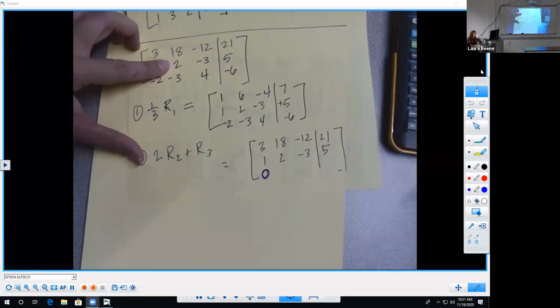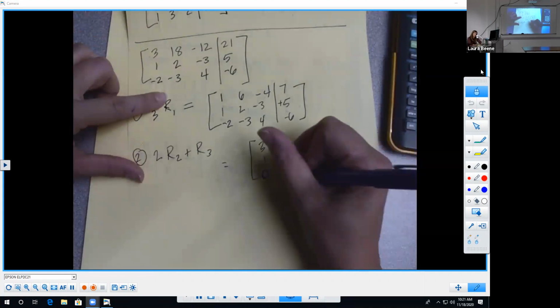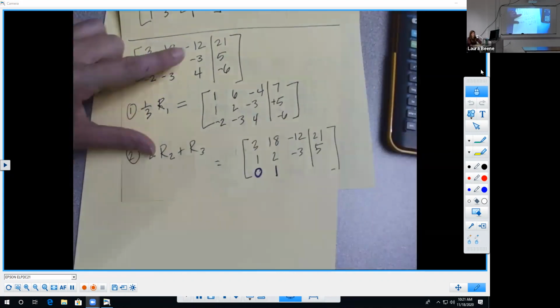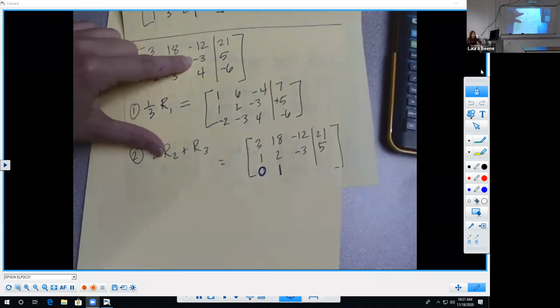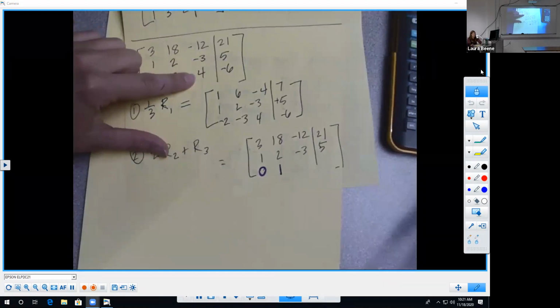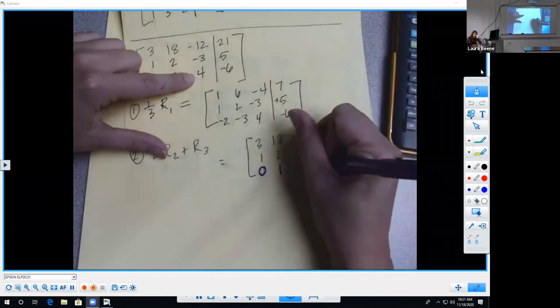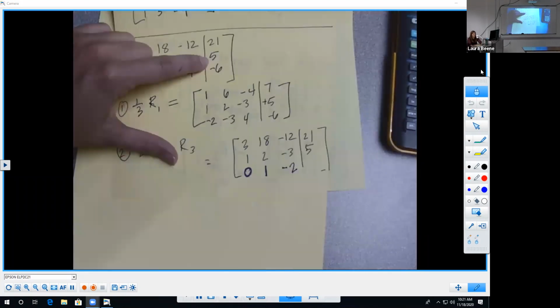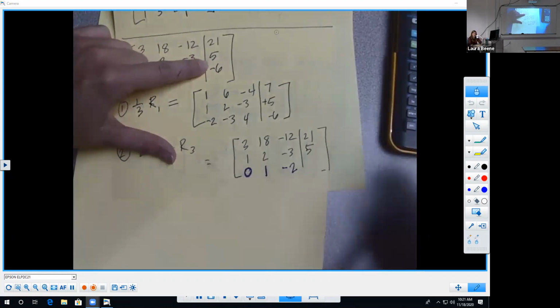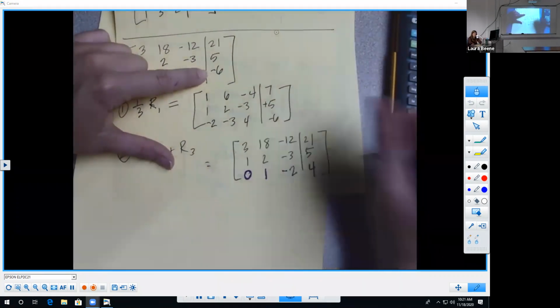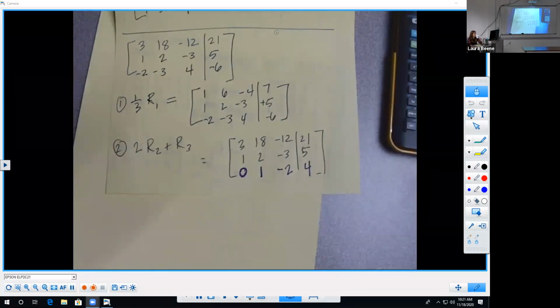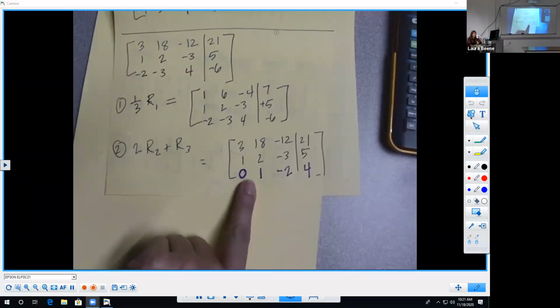Go to the second part in row 2. 2 times 2? 4. 4 plus negative 3 is a 1. Negative 3 times 2? Negative 6. Negative 6 plus 4? Negative 2. 5 times 2 is 10. 10 minus 6 is 4. Does that make sense how to get that bottom row?